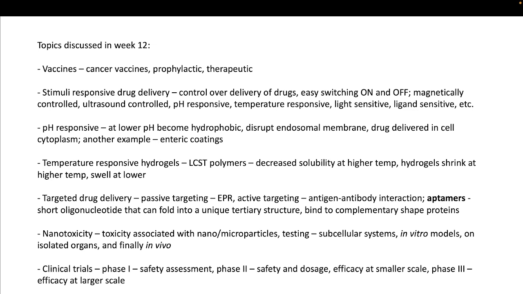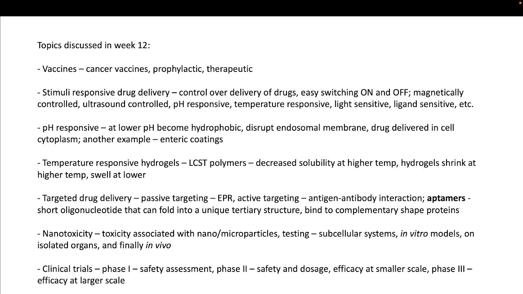So this testing can be done using several models. First is subcellular systems, where you want to see whether your nanoparticles are causing any oxidation of the proteins and the DNA present in your cells. So what you can do, you can take a test tube, you can put in normally found proteins which are present in the human plasma, and you can put your nanoparticles in this, and you can check whether these nanoparticles are causing oxidation of this DNA or proteins.